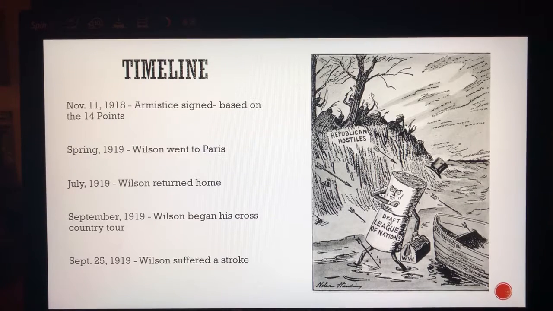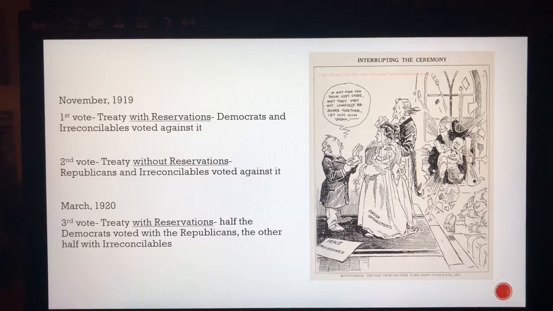Amidst his cross-country tour, he has a stroke. And so by November, the treaty goes before the Senate. And the first treaty they're going to vote on is with reservations. It's Henry Cabot Lodge's treaty. The Democrats will vote against it. And the irreconcilables, who are isolationists, will vote against it.